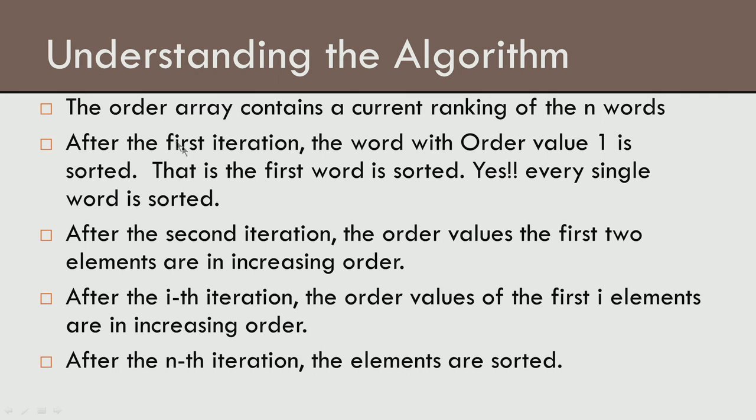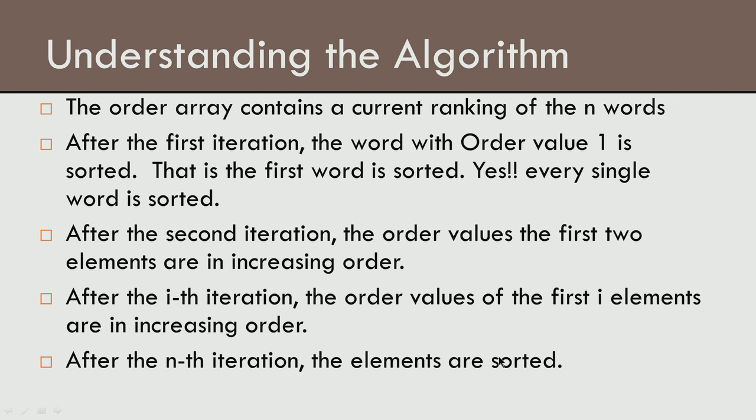So, let us understand this algorithm. Initially, we have a current ranking of the n words. At the end of the first iteration, the invariant, as we know, is that the word with order value 1 is sorted. That is, in this case, the first word is sorted. Indeed, every single word is sorted. After the second iteration, the order values of the first two elements are in increasing order, and after the ith iteration, the order values of the first i elements are in increasing order. Consequently, after the nth iteration, all the elements are sorted.